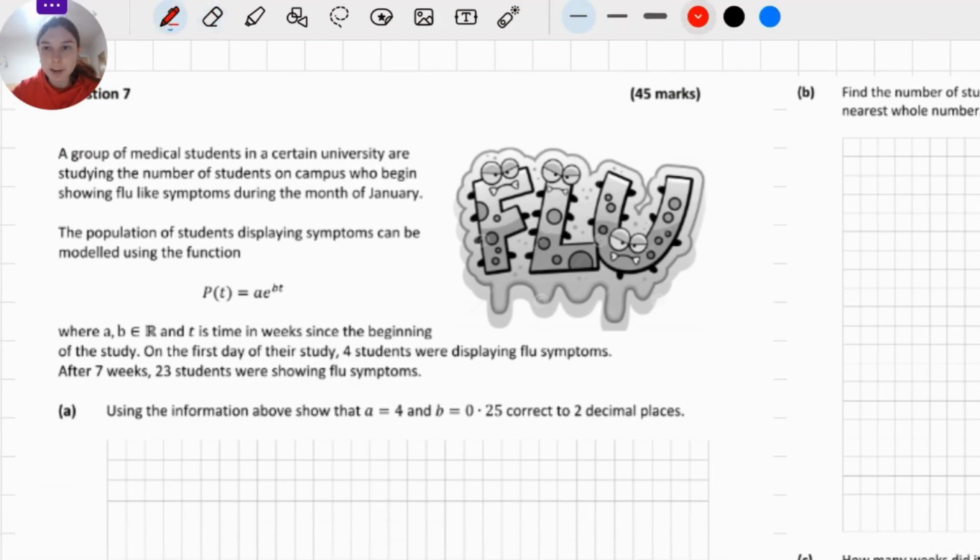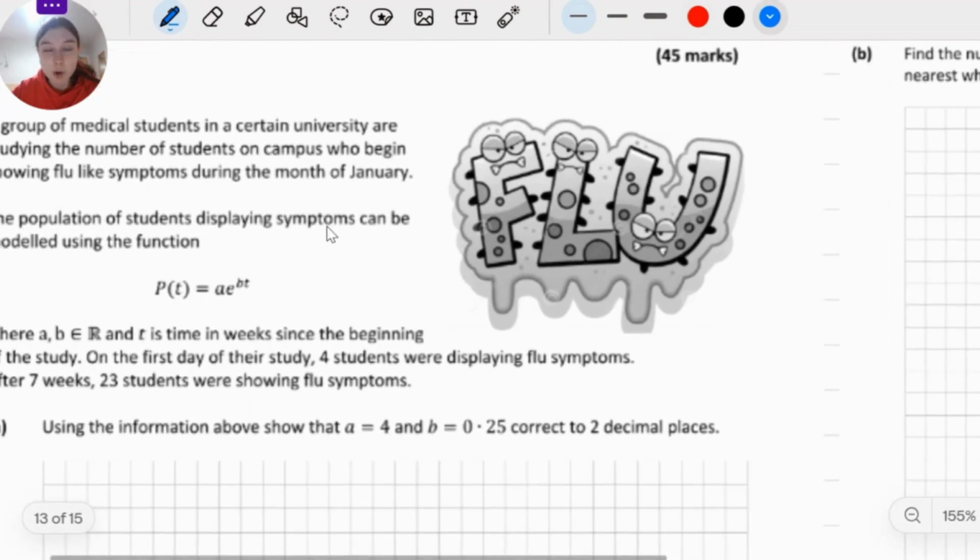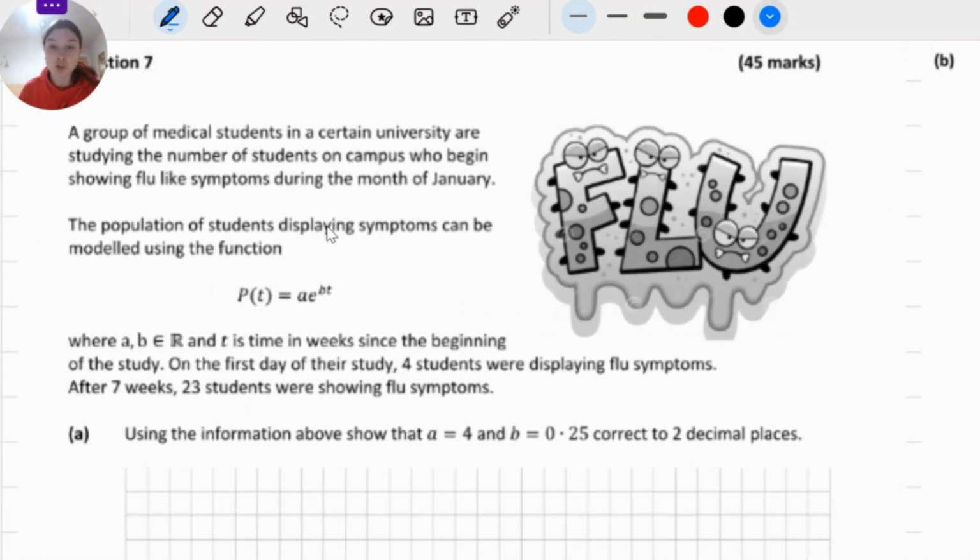Okay, as we can see here, there is a lot of words. It's a very wordy question. Now, if we just go through it, we'll see that a lot of the words are not very relevant. So this first paragraph here, not very relevant. We're not even going to look at it. Then we've got population of students, not very relevant.